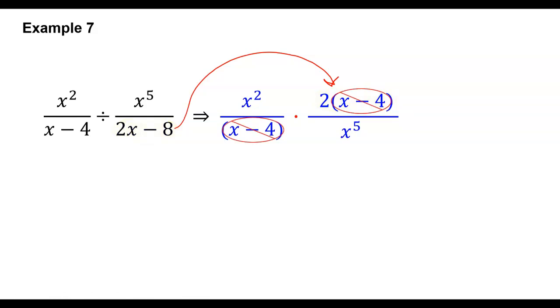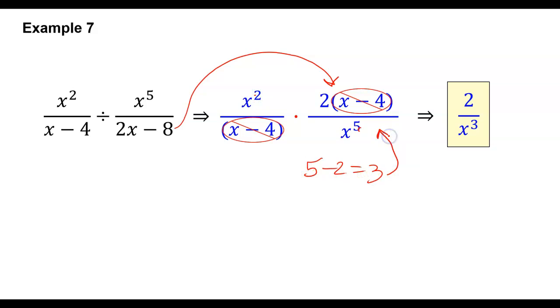Well, now let's think about what's left over. Nothing else cancels out perfectly. So what are my regular number coefficients? I see that 2 is there, so we bring over the 2. And then the x squared and the x to the 5th, you're going to do 5 minus 2. And it's going to go to the bottom because the bigger number is on the bottom. So x to the 3rd power is what you get on the bottom.